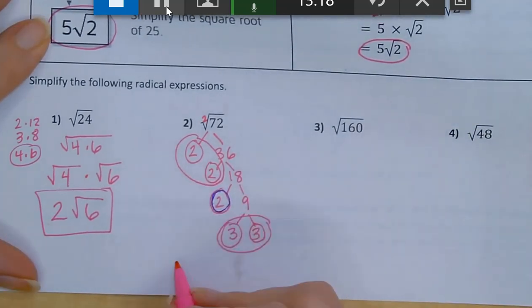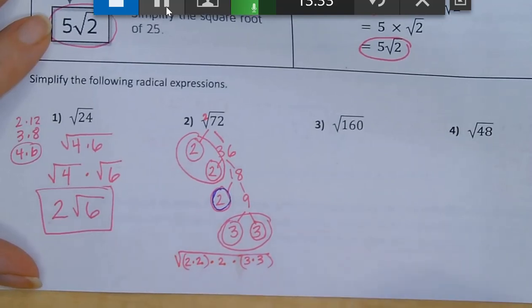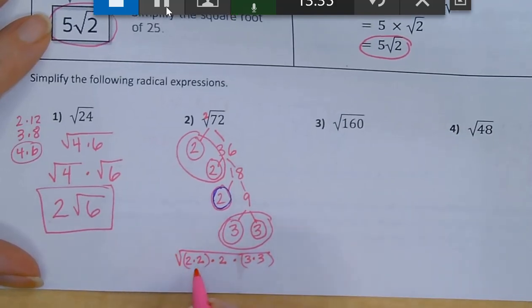Here's what this is going to look like. It's really the square root of 2 times 2 times 2 times 3 times 3. Okay, I have a pair and I have a pair. If I have a pair, I get to pull the pair out and leave just one of those guys on the inside.